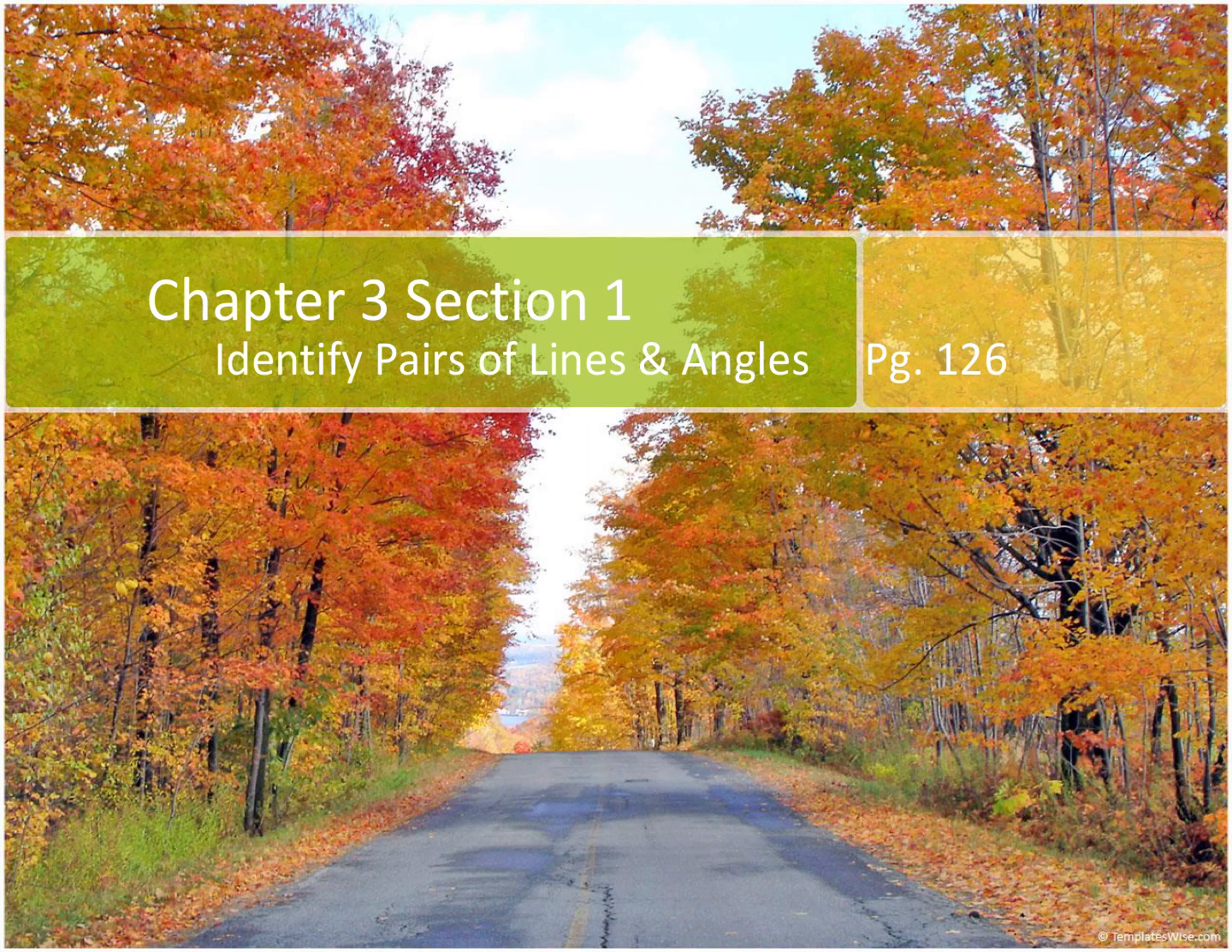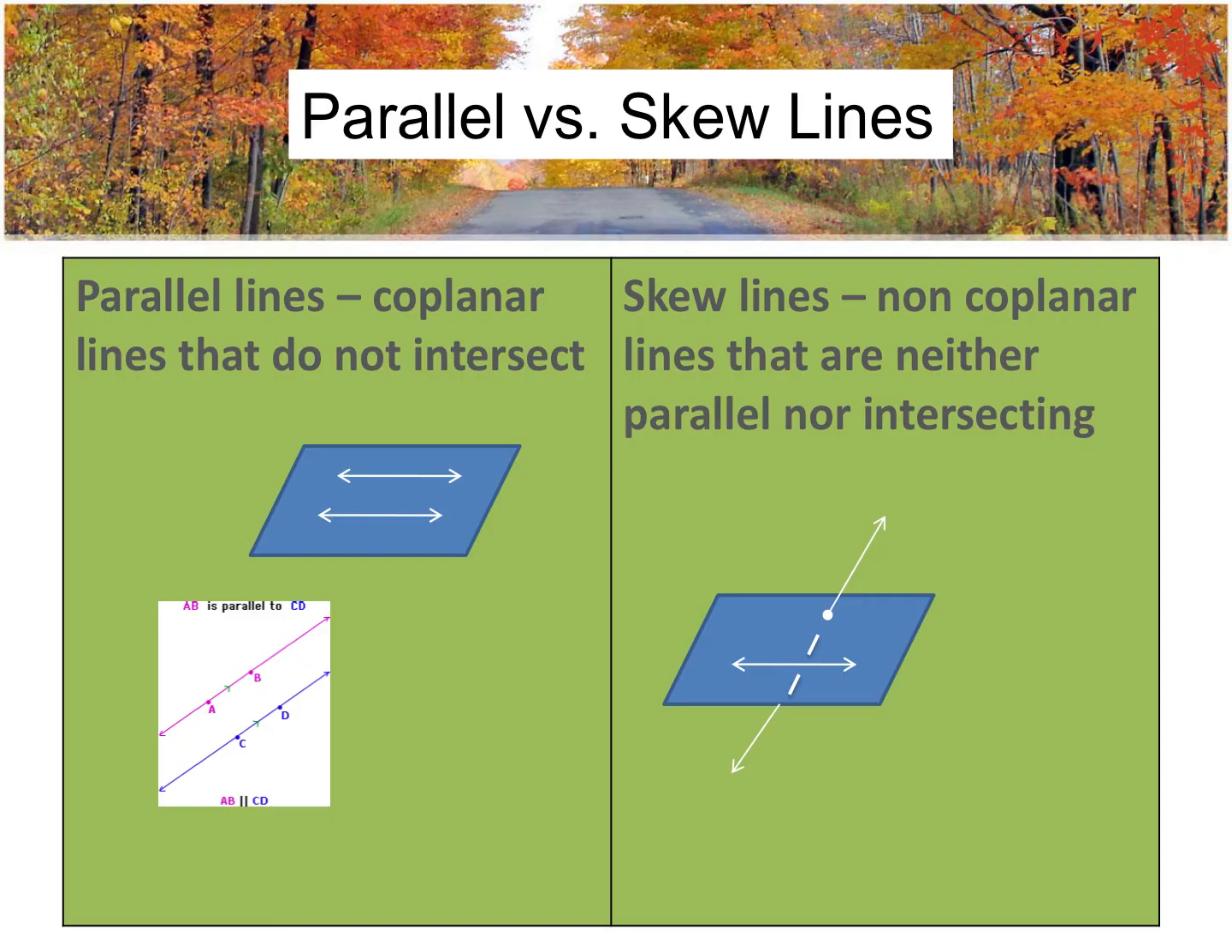So today we're going to start Chapter 3, Section 1. Today we're going to be identifying pairs of lines and angles. So the first is the definition of parallel versus skew lines. Parallel lines are coplanar lines that do not intersect. Skew lines are non-coplanar lines that are neither parallel nor intersecting.